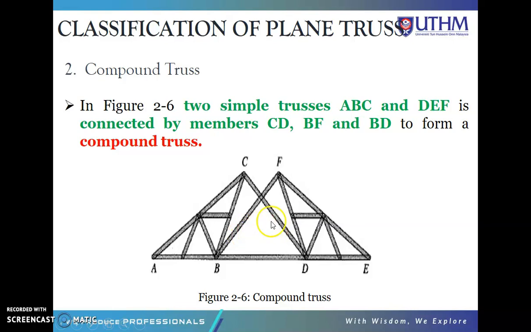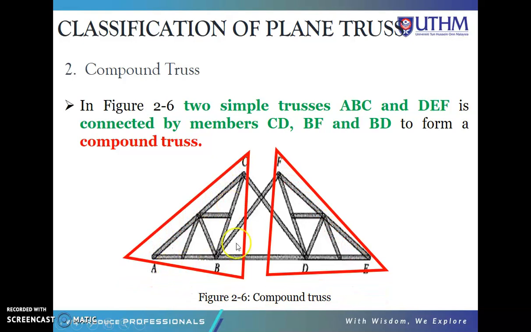This is one more example. Two simple trusses, which are ABC and DEF, are connected by a member CD and also BF and also BD. So this is also an example of a compound truss. So connecting two or more simple trusses will become a compound truss.